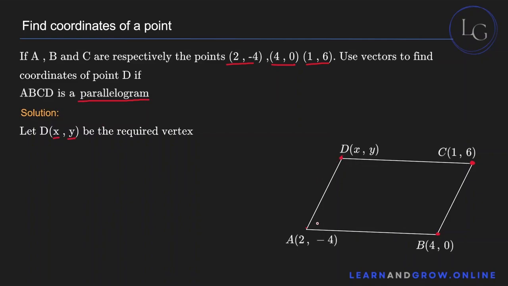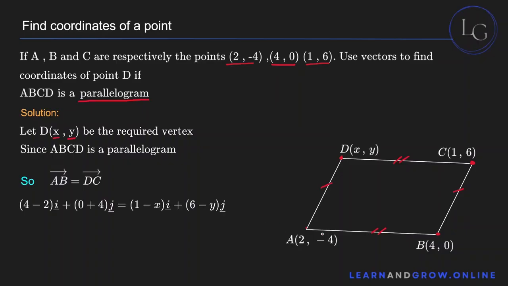Now, since it's a parallelogram, that means that this side and this side are parallel, and this side and this side are parallel. So, you can see that the vector AB is equal to the vector DC, right? Because they're parallel. So what you can do now is just equate both of them.